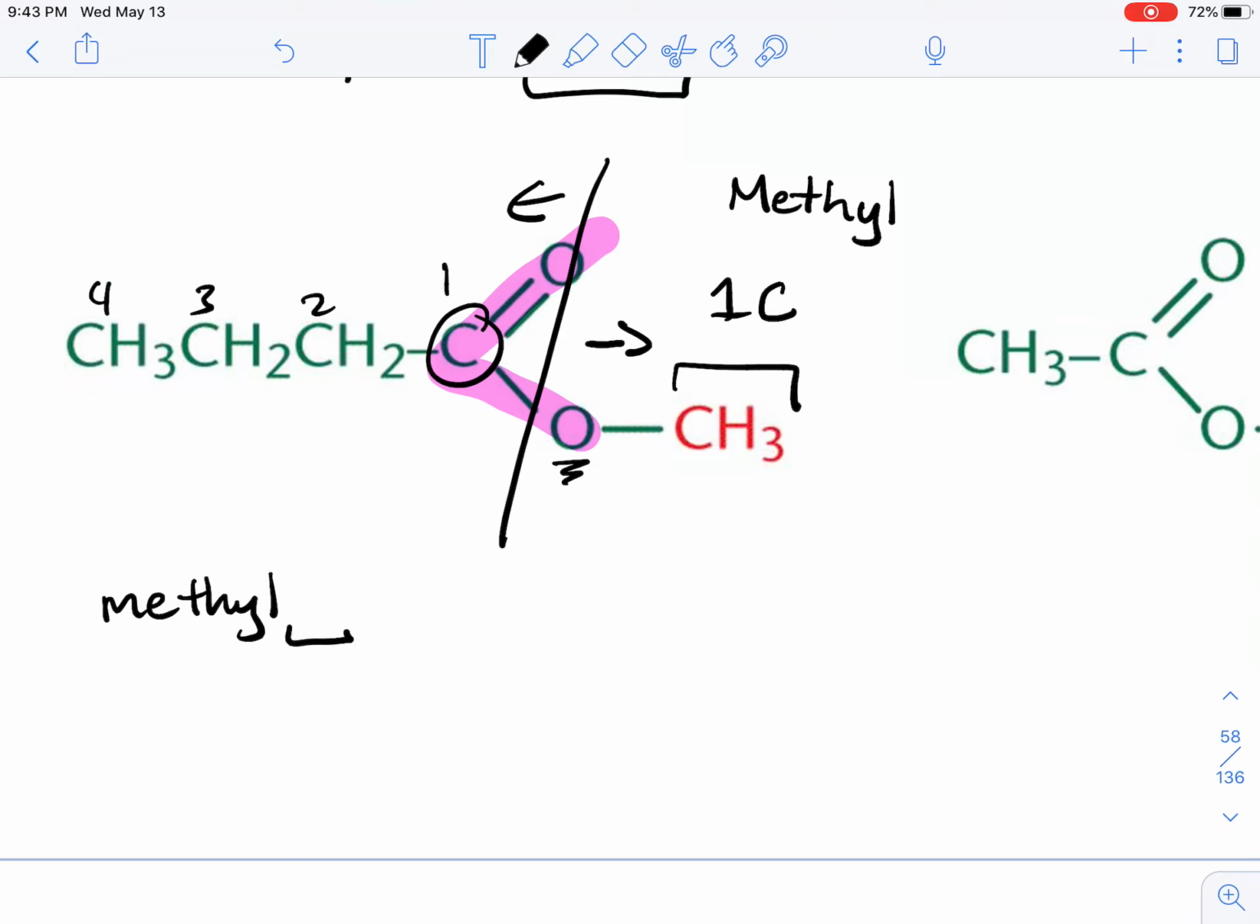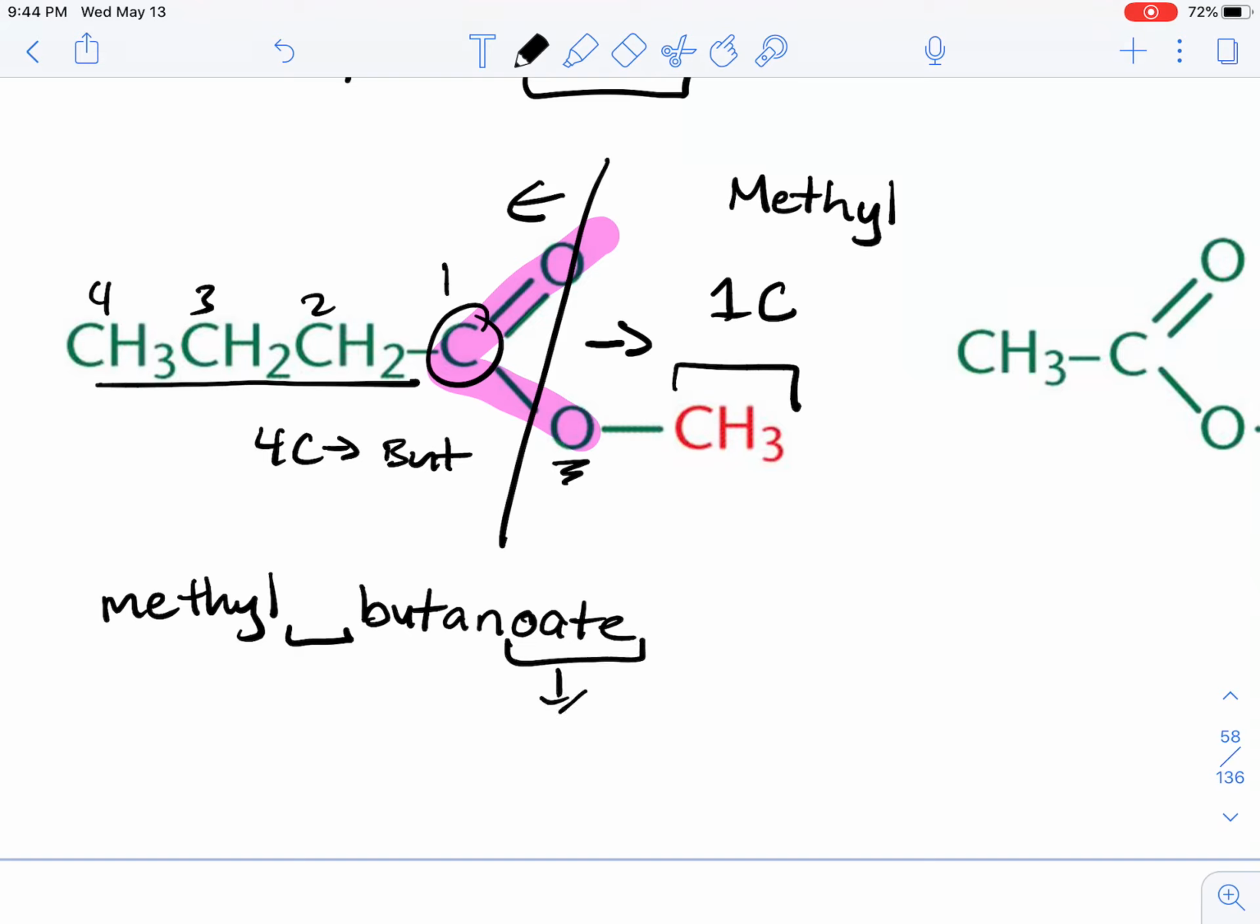So here I have 1, 2, 3, 4 carbons. So I'm going to put a space. A 4-carbon compound is going to get but as my prefix. So I have but. Notice that there's no double bond in this parent chain. They're all single bonds. And so I'm going to say butane. And so I'm going to go ahead and erase the E and put in oate to indicate that this is going to be an ester. So I have methyl butanoate.